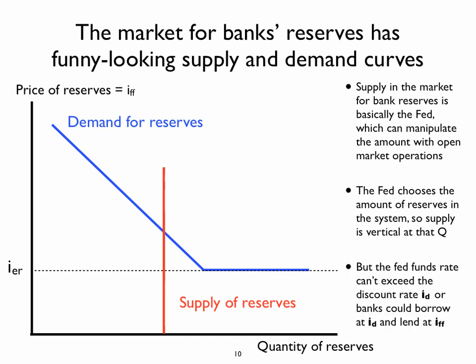But the Fed funds rate can't exceed the discount rate. So the other interest rate that's operative here is the discount rate that's offered by the Fed itself.